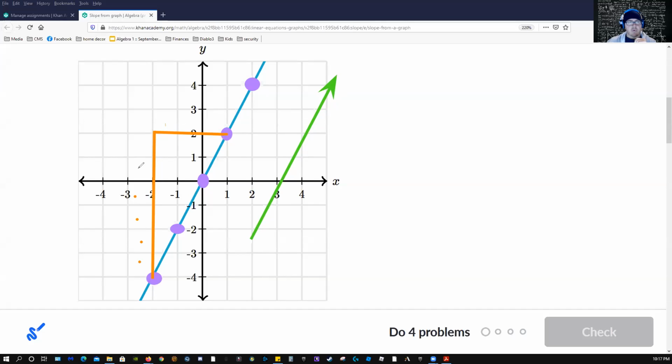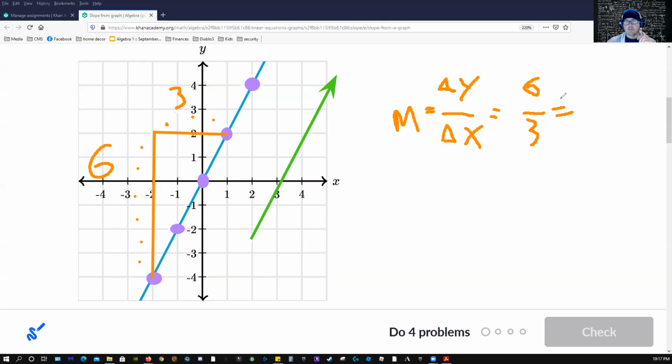That's 1, 2, 3, 4, 5, 6. It goes up by 6. And 1, 2, 3. And then it goes over by 3. So the slope, which is the change in y over the change in x, the rise over the run, went up by 6 over by 3. If I simplify that ratio, 6 divided by 3 is 2. 3 divided by 3 is 1. So apparently the slope of this line is 2. It goes up 2 over 1, up 2 over 1, up 2 over 1.